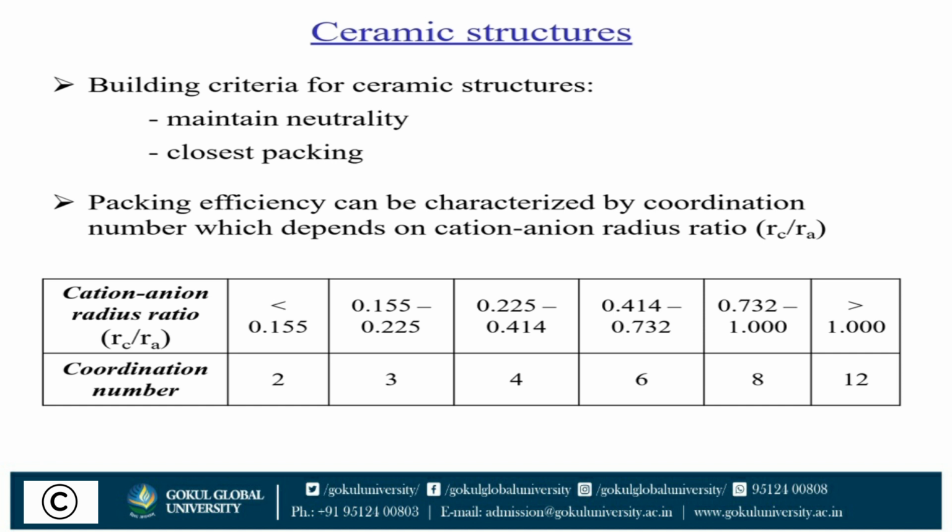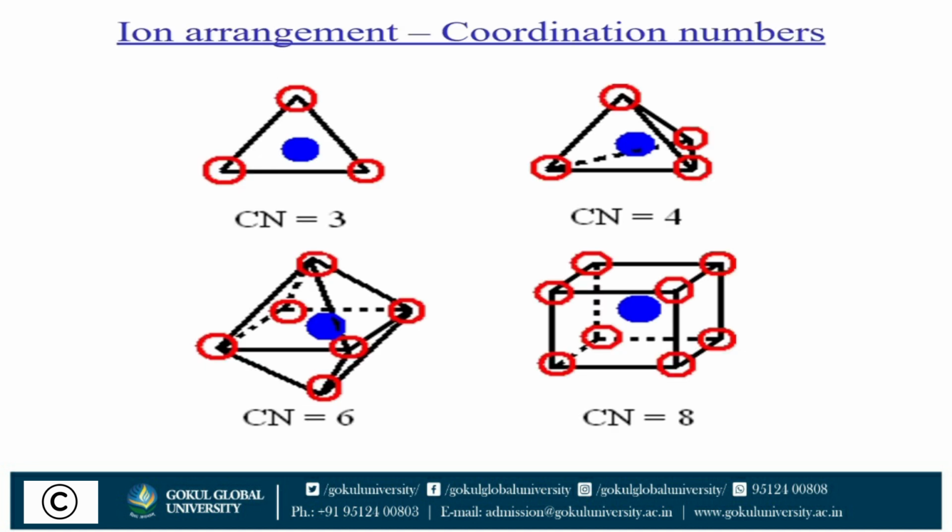For a radius ratio of 0.155 to 0.225, the coordination number is 3. For 0.225 to 0.414, it is 4. For 0.414 to 0.732, the coordination number is 6. For 0.732 to 1.00, the coordination number is 8, and greater than 1 is a coordination number of 12. These are the ionic arrangements for each coordination number.